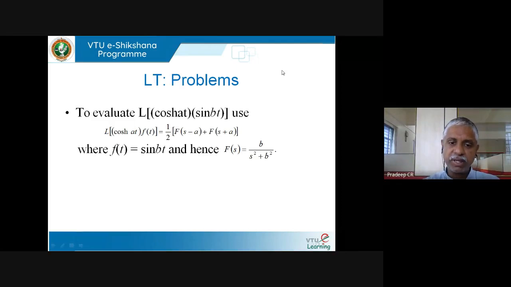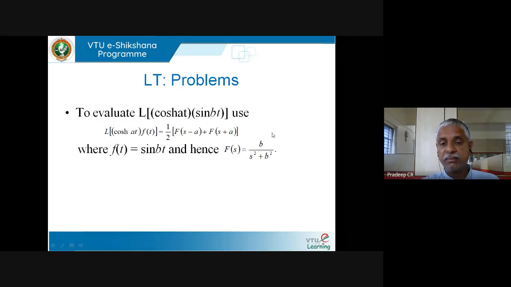So we use this formula. Laplace of cosh at f(t) is half capital F of (s minus a) plus half capital F of (s plus a), where f(t) is sin bt. If I replace f(t) by sin bt, I'll get this. So that means I'll have to first find Laplace of f(t), that is Laplace of sin bt, that I know by the table. It is b by s square plus b square.